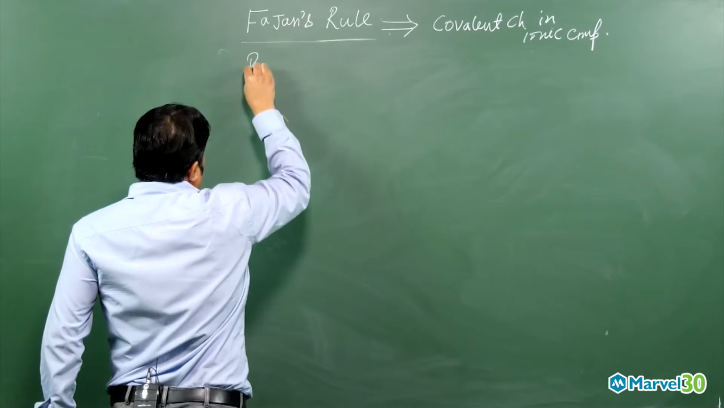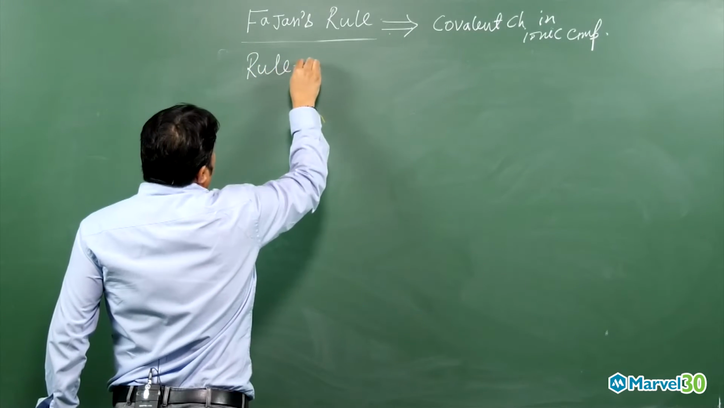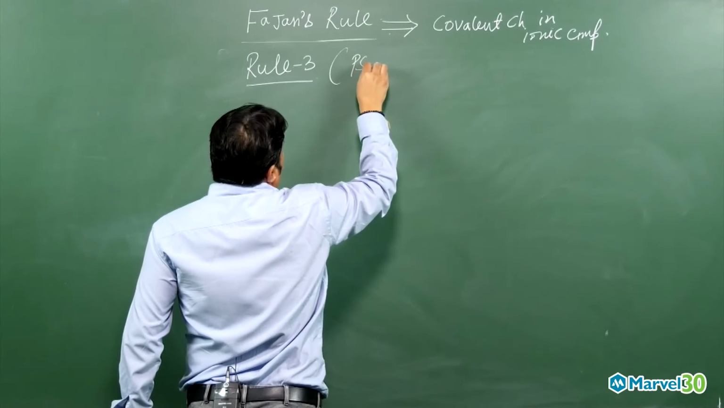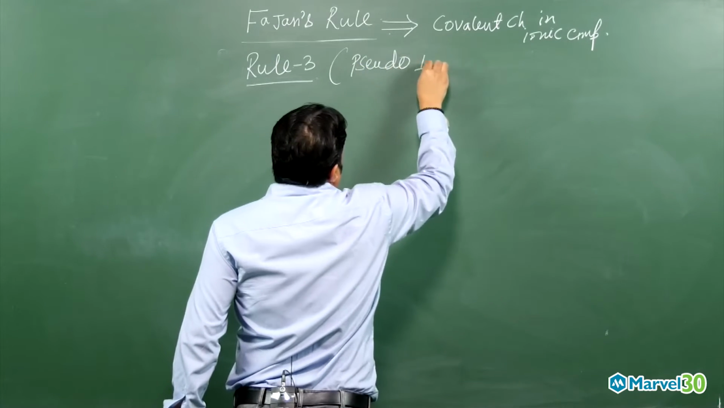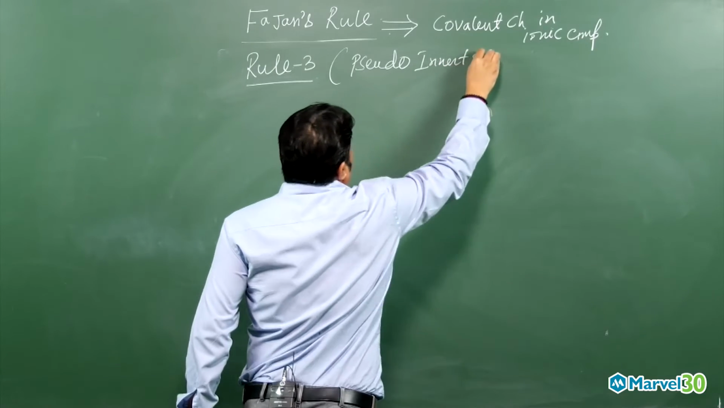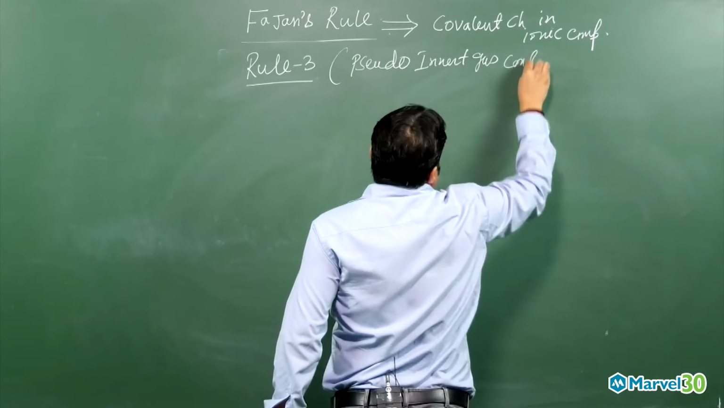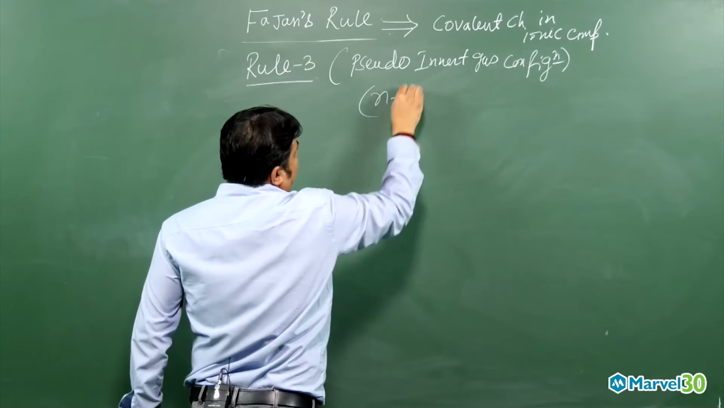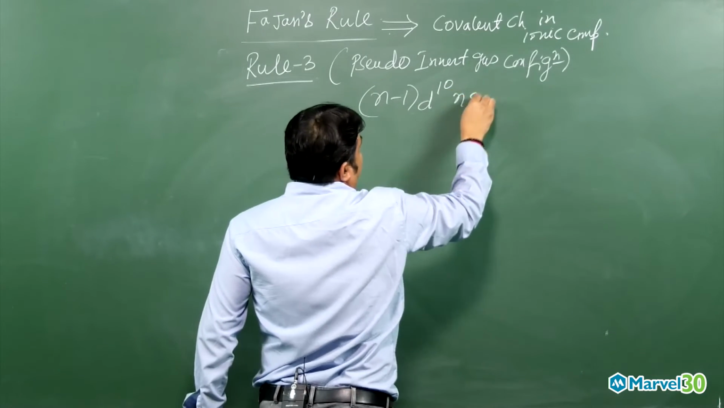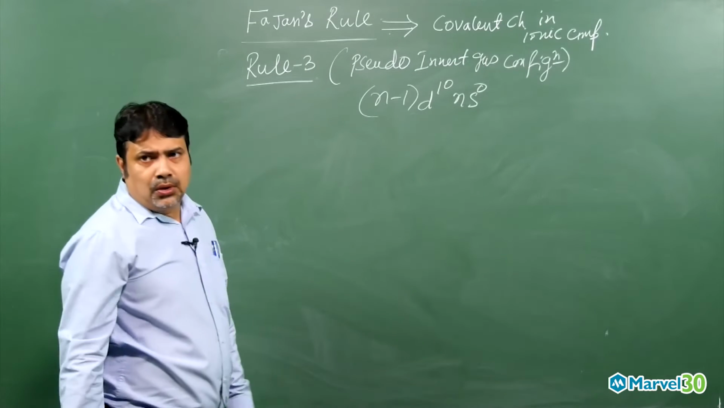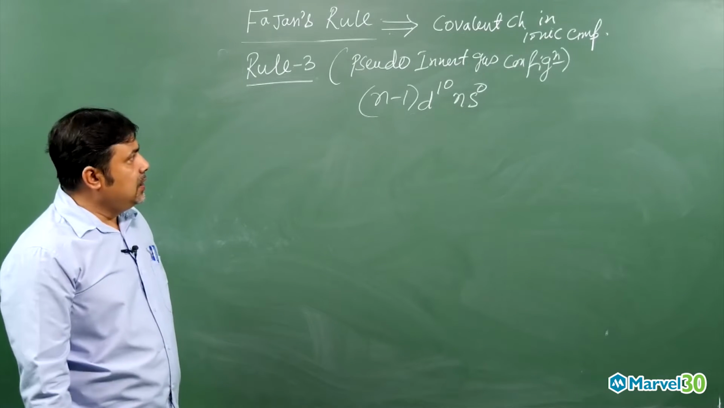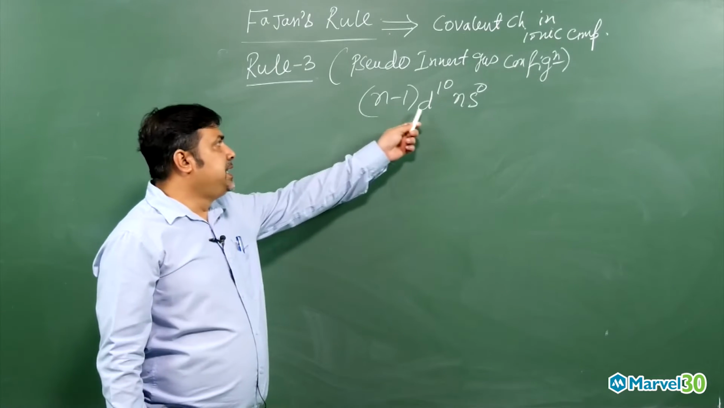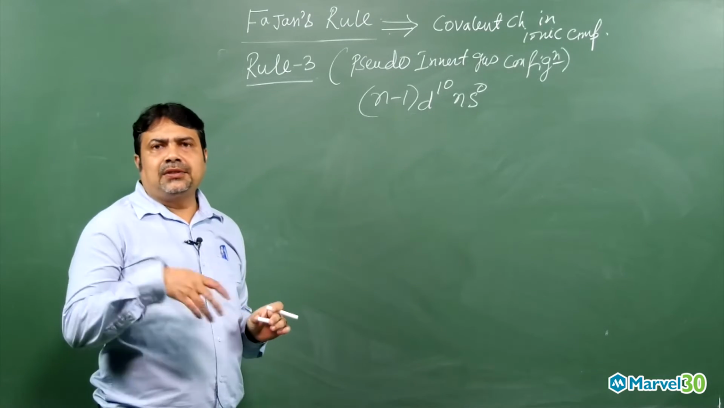In rule 3, pseudo inert gas configurations. What is called a pseudo inert gas configuration? Like (n-1)d10 ns0. This is called a pseudo inert gas configuration. If any metal ion's valence electron configuration is (n-1)d10 ns0, that is called a pseudo inert gas configuration.